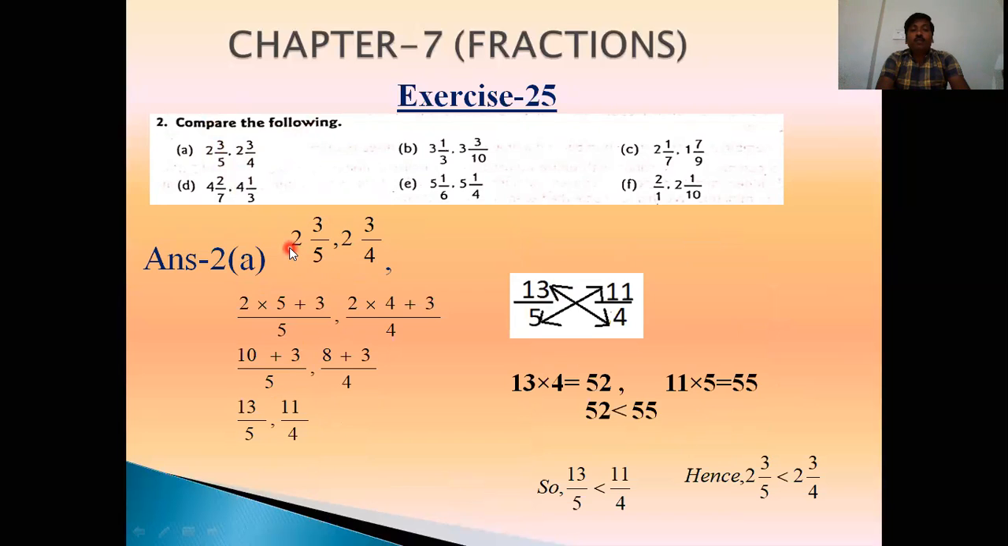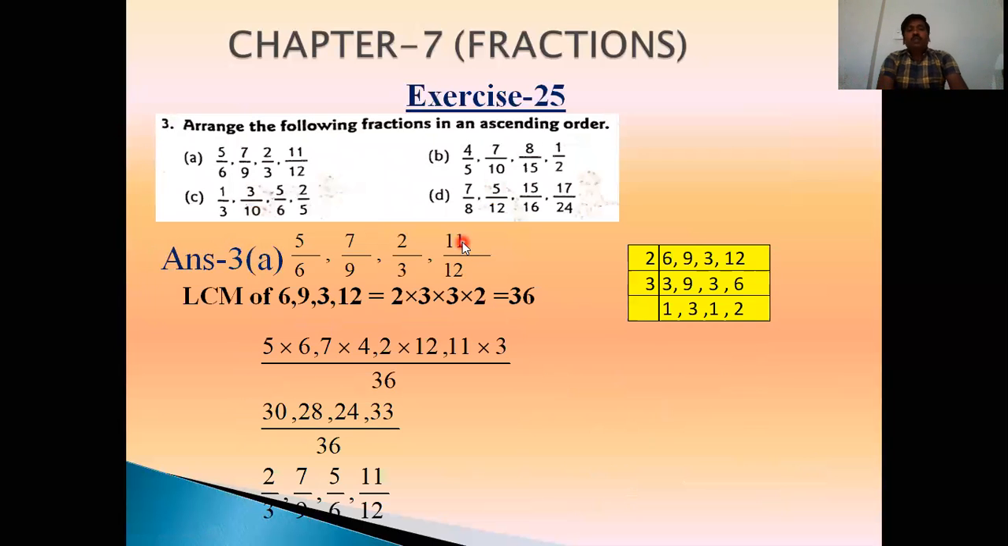Now 5 times 2 is 10, 10 plus 3 is 13 by 5, and 4 times 2 is 8, 8 plus 3 is 11 by 4. Here we use the cross multiplication method to compare this type of mixed fraction. Now 13 by 5 and 11 by 4. First we multiply 13 into 4, we get 52, and 11 into 5, we get 55. Here 52 is lesser than 55. It means 13 by 5 is less than 11 by 4. In this way, 2 whole 3 by 5 is less than 2 whole 3 by 4.